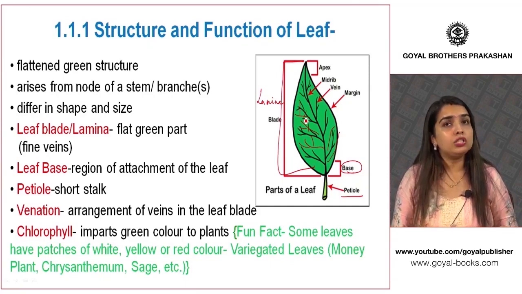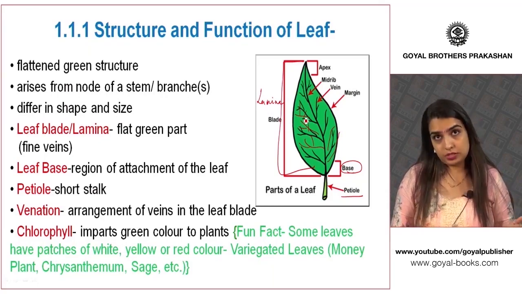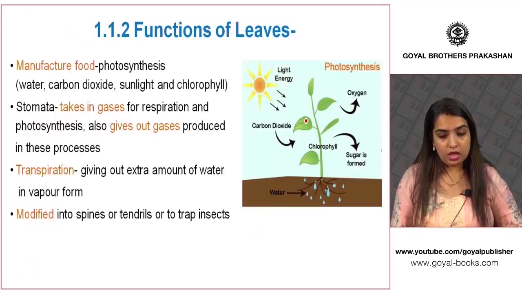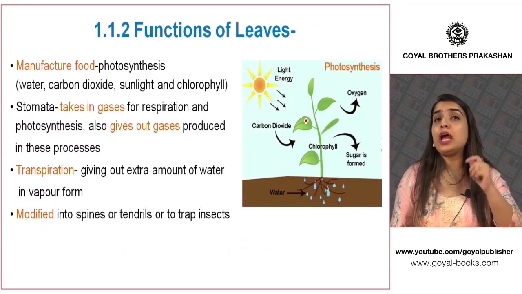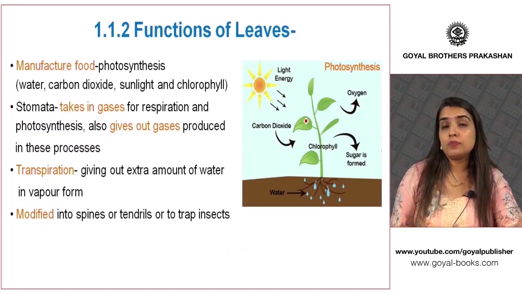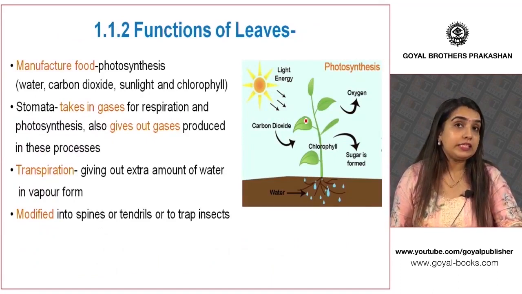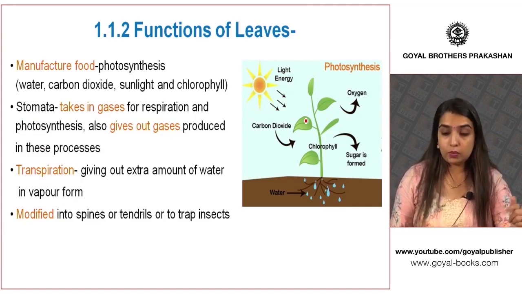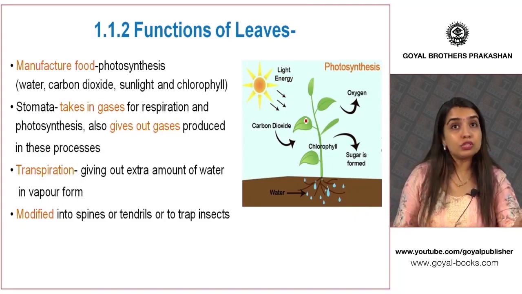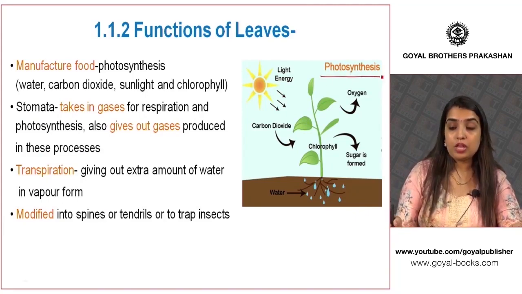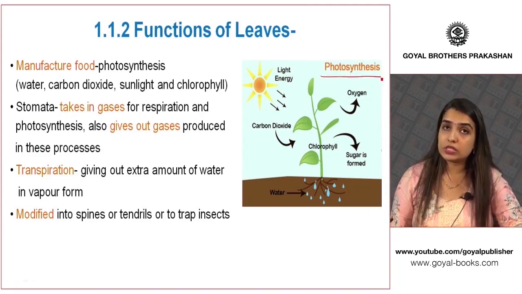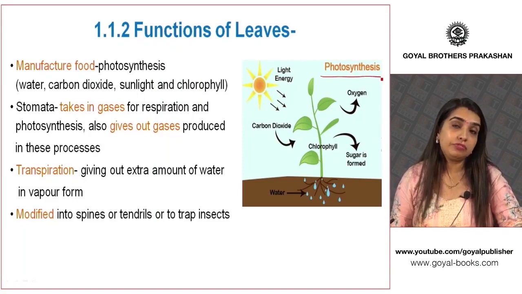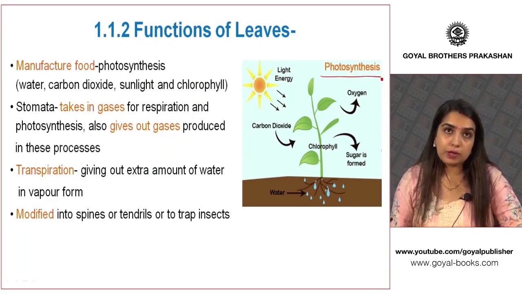Now let's move on to function of a leaf. What do they do that they are so important? So we see that the first and foremost function of a leaf is to manufacture food. And how do they do that? Well, they do it through photosynthesis. As I had told you, photosynthesis is a process in which a green leaf makes food for the plant.